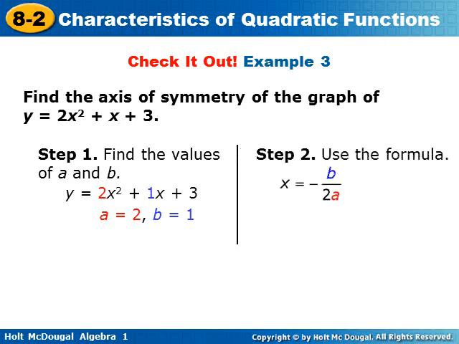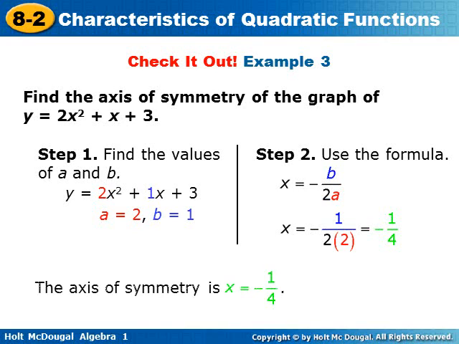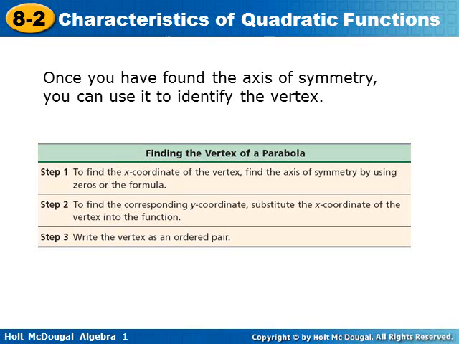Step 2, you're going to use the formula x equals negative 1 times b divided by 2a, plugging in 1 for b and 2 for a, and then reducing to get negative 1/4. So you would write the equation as x equals negative 1/4. Once you've found the axis of symmetry, you can use it to identify the vertex.